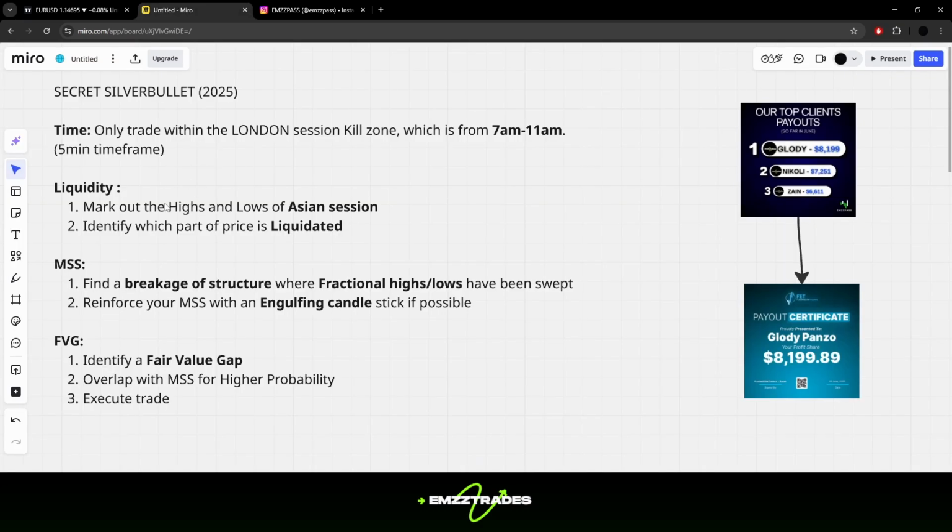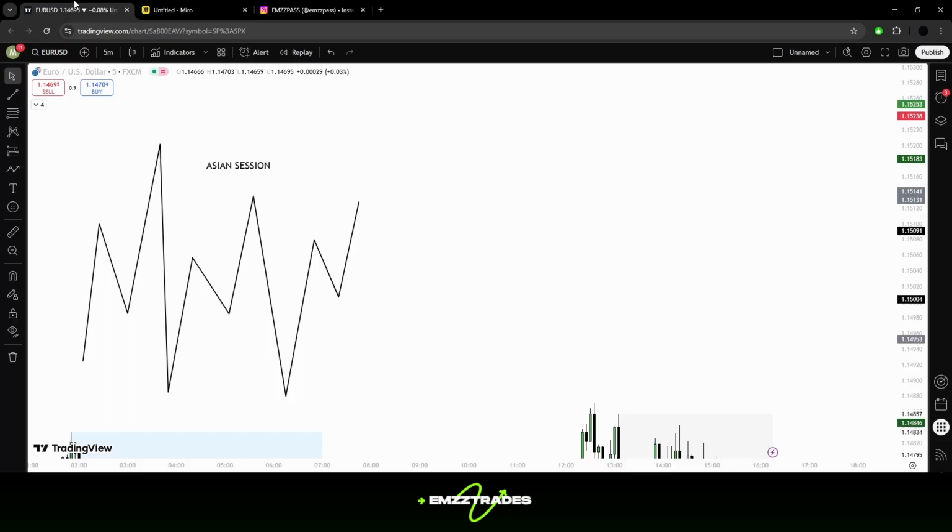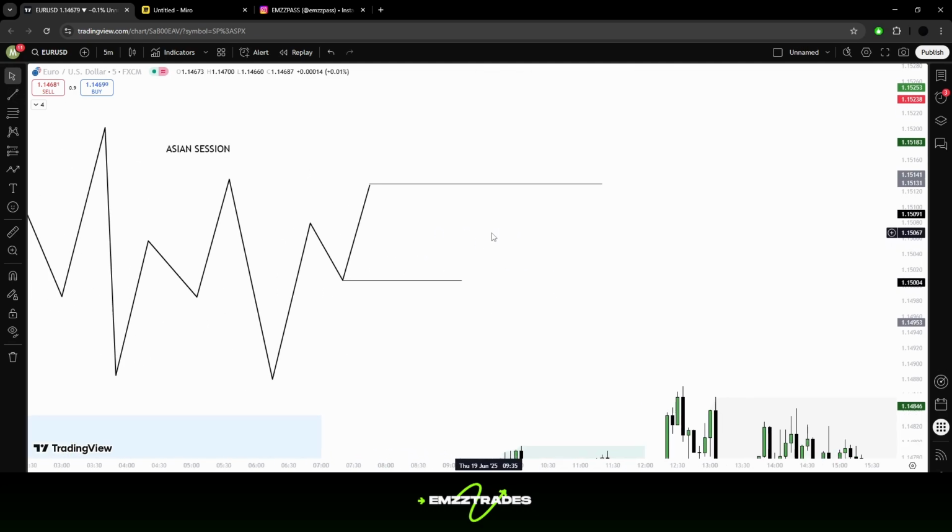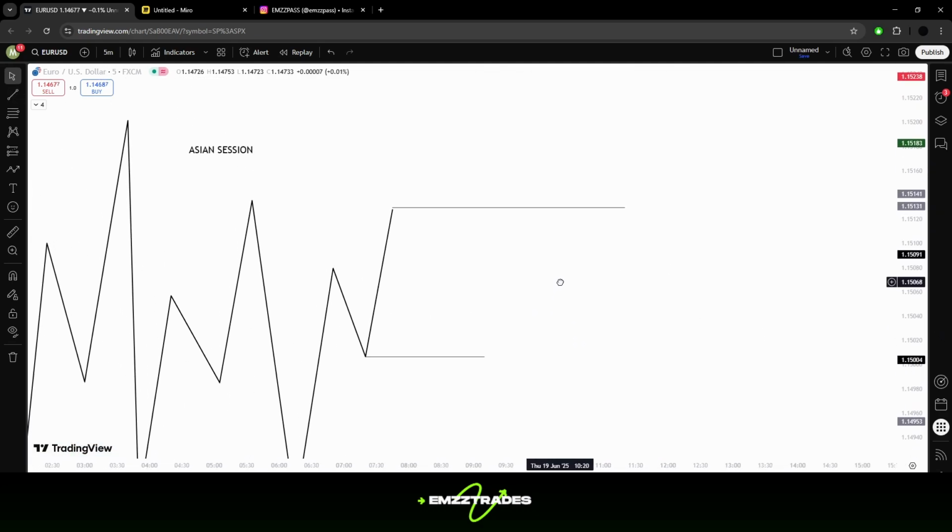But as it says here, once it gets to our specific trading time, what we need to do is mark out the highs and the lows of Asian session, okay? And then we need to identify which part of price gets liquidated first. This means you mark out the highest point of Asian session and the lowest point, which is close to price action. As you can see right there, I've just done that.